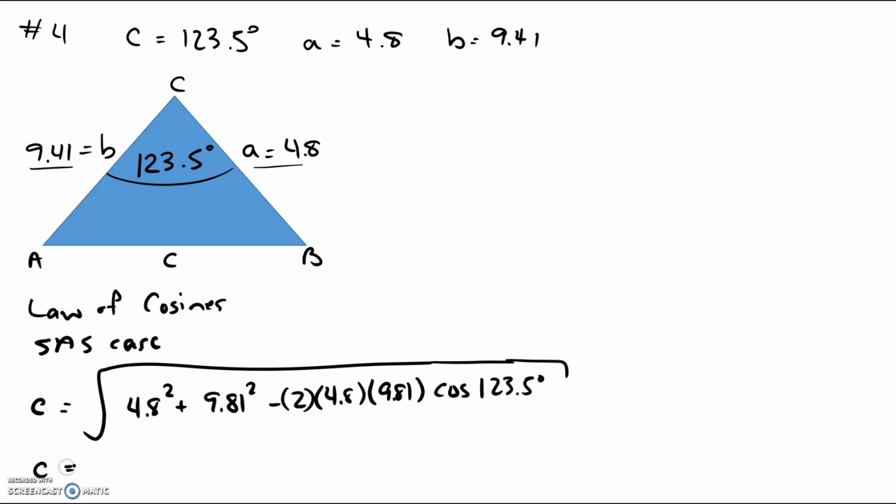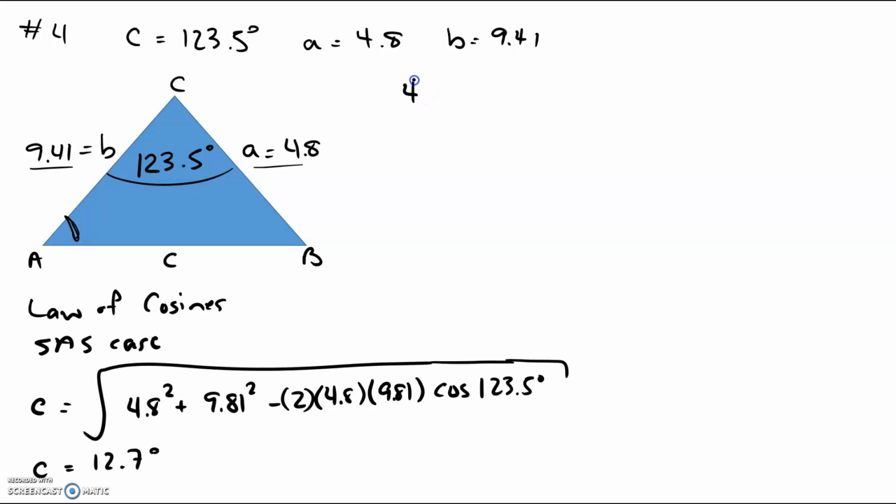You plug that into your calculator, what you get is 12.7. Make sure you're in degrees when you do this. Okay? And then that's part 1. Part 2 says find the next angle using the smaller side. So between A and B, that's going to be A. So we need to find angle A next.